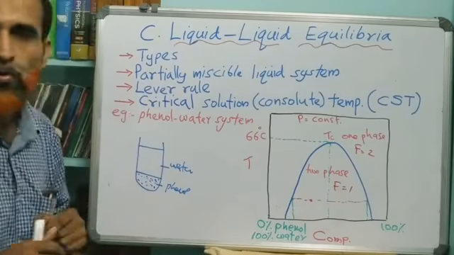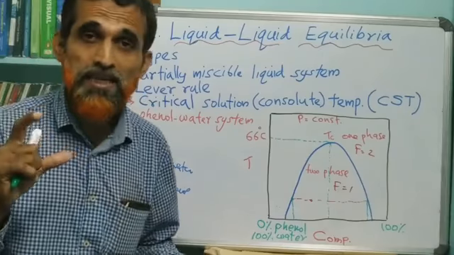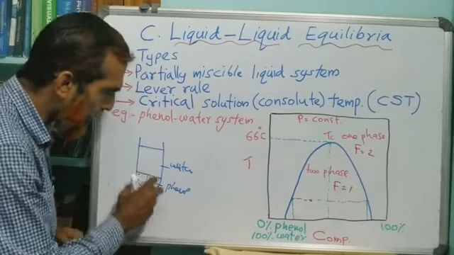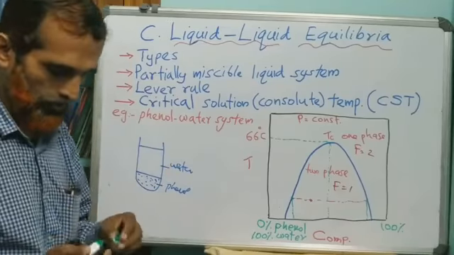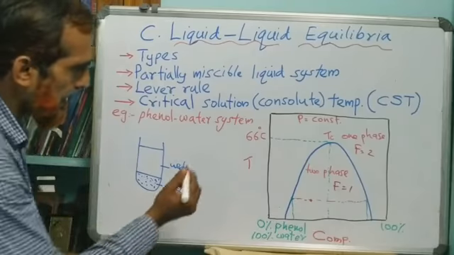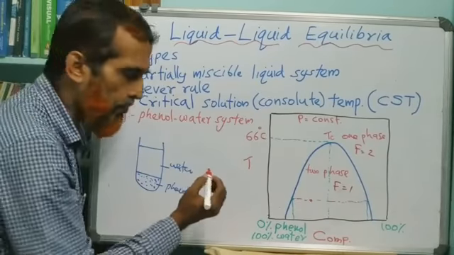Now what is the lever rule? The lever rule gives the relative amount of the 2 layers. What is the relative amount of the 2? That is obtained from the lever rule. Actually the lever rule comes from physics. It is related to the law of moments, you know.